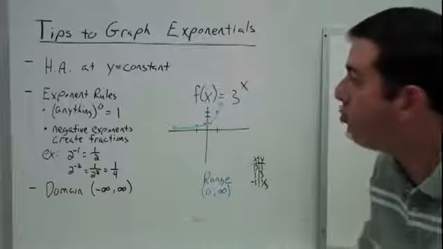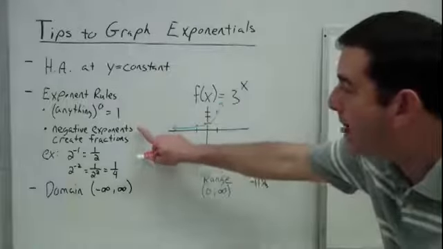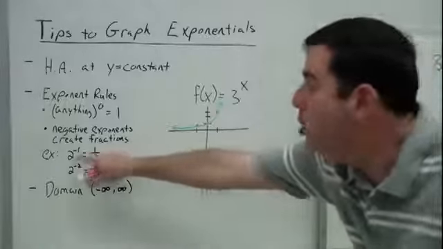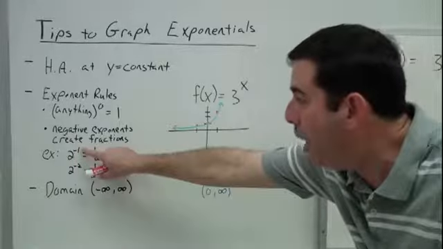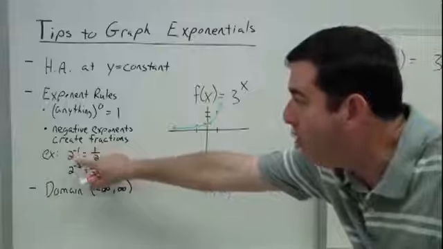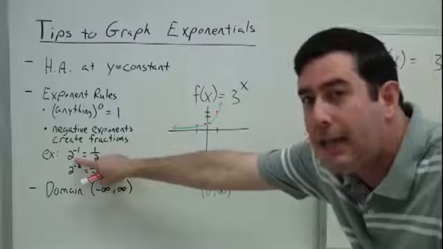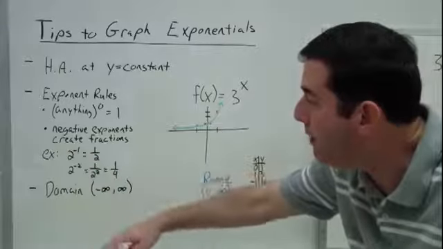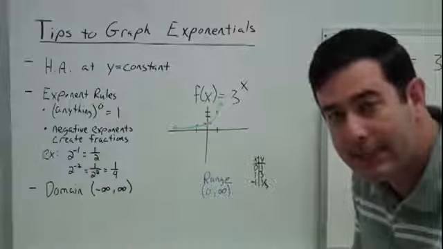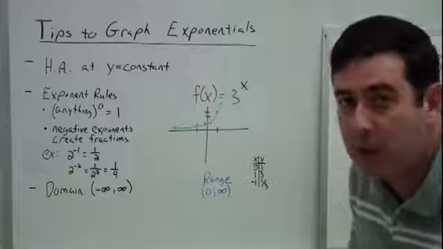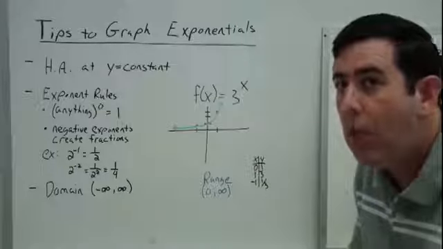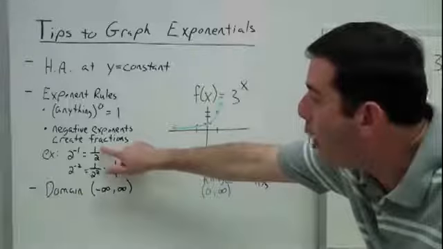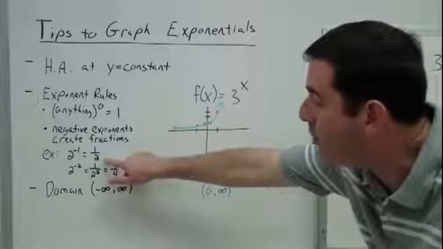The next rule to remember is that negative exponents create fractions. For example, 2 to the negative 1 means that the base 2 is misplaced. It's on the wrong side of the fraction bar. We need to move it to the other side in order to fix that negative exponent. We should never leave a negative exponent. When you move the 2 across the fraction bar, now 1/2 is the value.